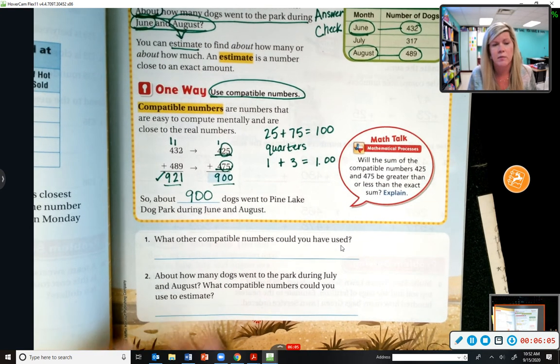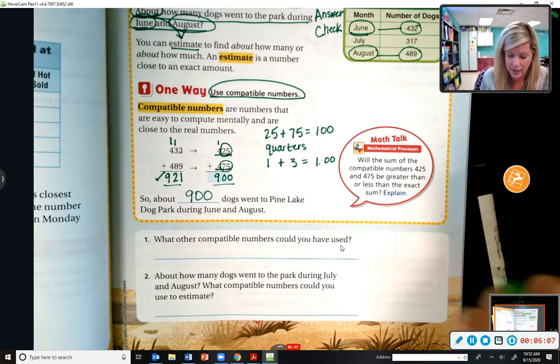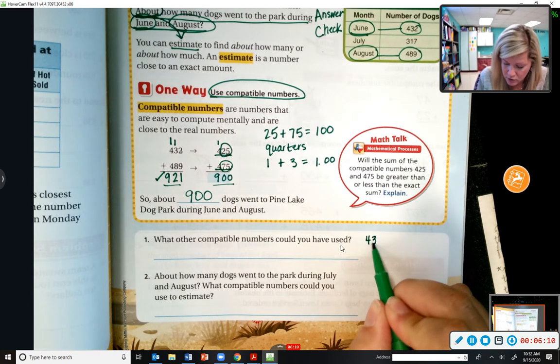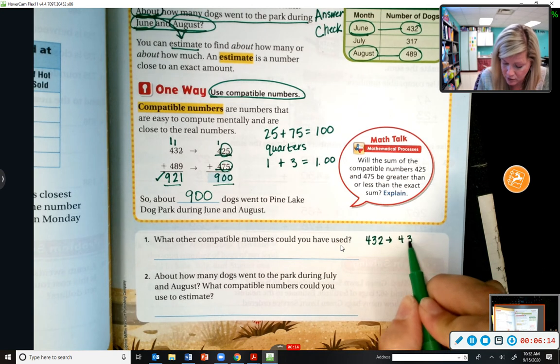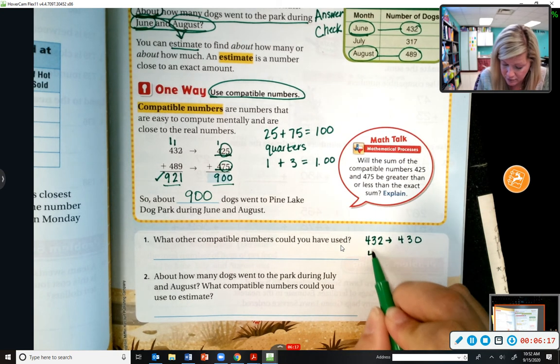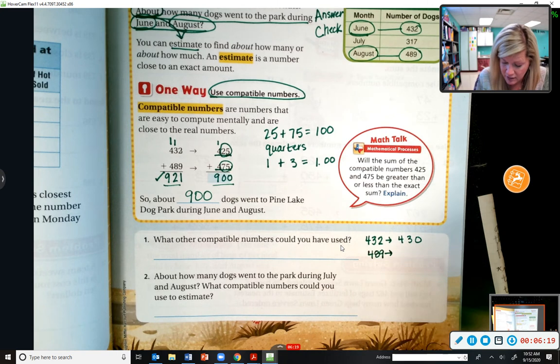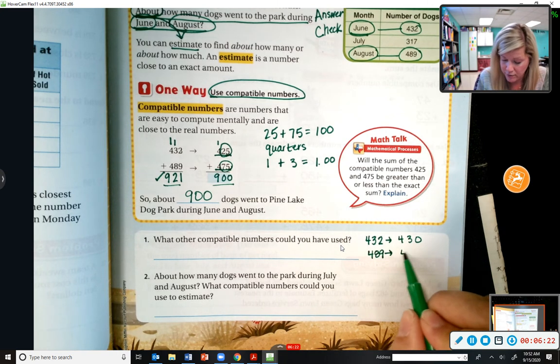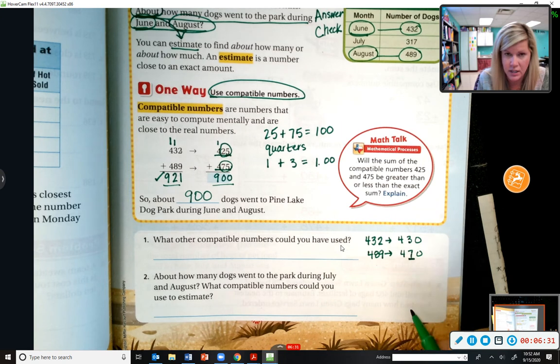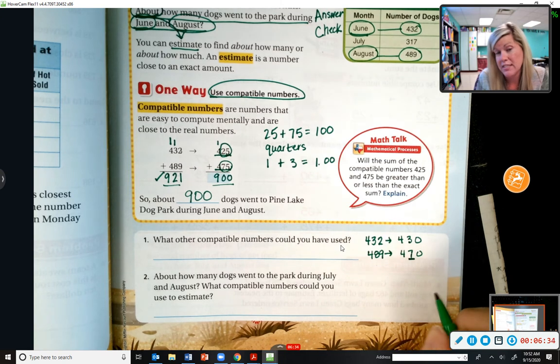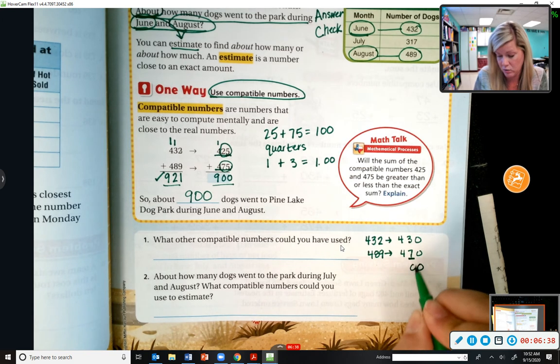What other compatible numbers could you have used? Okay. Well, if my number is 432, I could have easily done 430, and let's see, 489 is close to about 470, and the reason I'm using 70 instead of 80 or 90 is because a 7 and a 3 makes a 10. Okay, 7 and 3 are friendly numbers, you could say, because they're easy to make a 10. 10 is always easy to add.